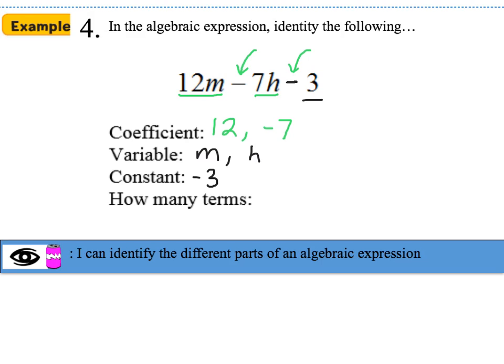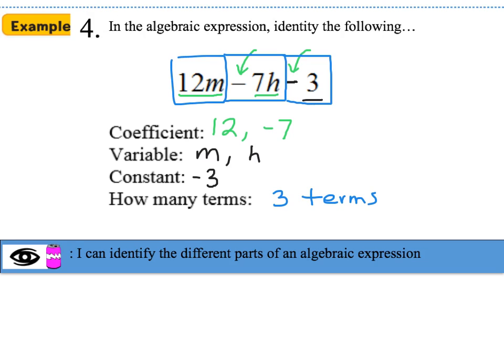So let's ask ourselves, how many terms were there? Well, the first term was this one right here. Separated by a minus sign, the second term is negative 7h. And then separated by another minus sign, the third term is negative 3. So there are three terms here. And the three terms are 12m, comma, negative 7h, comma, negative 3.